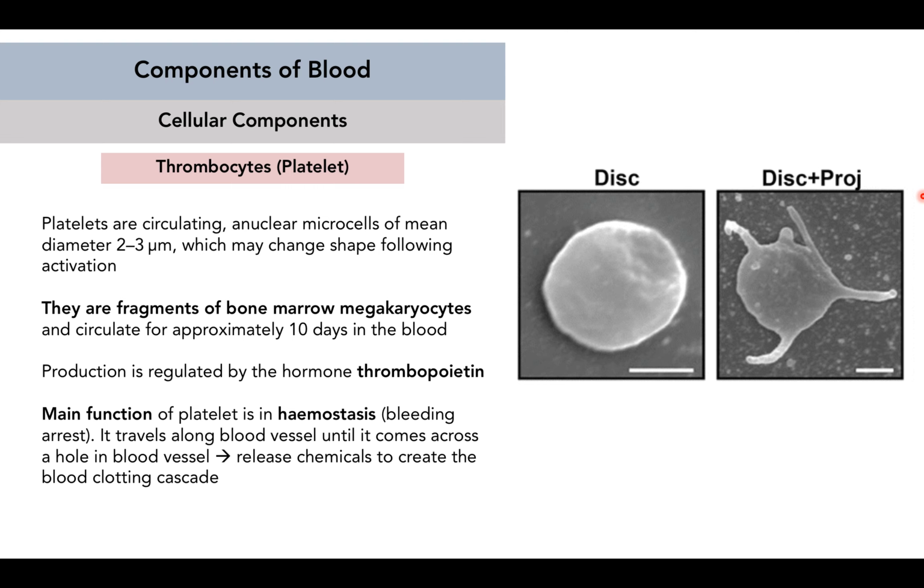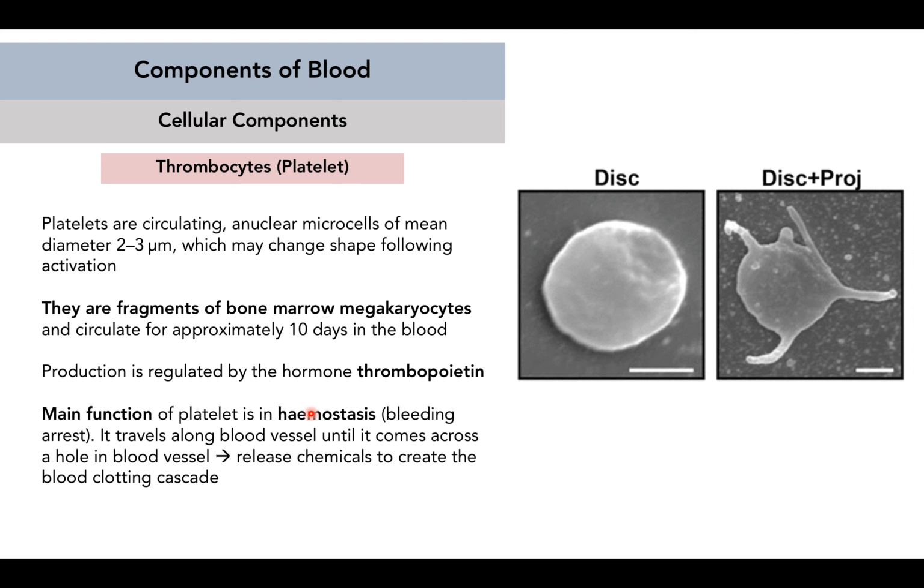And these are basically just fragments of bone marrow megakaryocytes, and they can only circulate for about 10 days in the blood, so much shorter compared to red blood cells, which have a lifespan of 120 days. And the production of platelets is regulated by thrombopoietin, and the main function of platelets is hemostasis. So how to stop bleeding. That's basically the definition of hemostasis. Please don't get it mixed up with homeostasis, which is basically balance. When we talk about hemostasis, this means stopping bleeding.